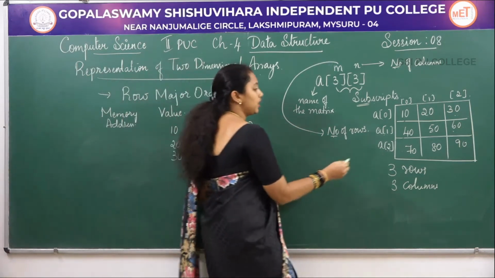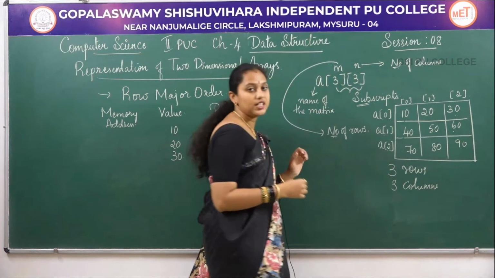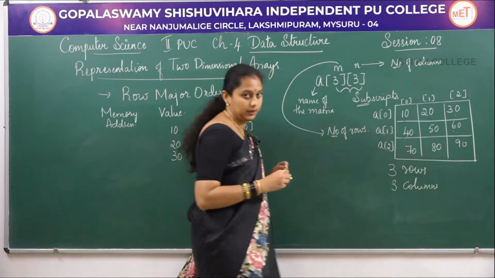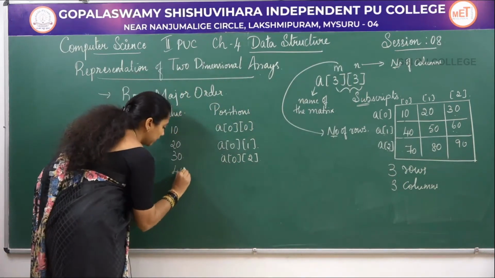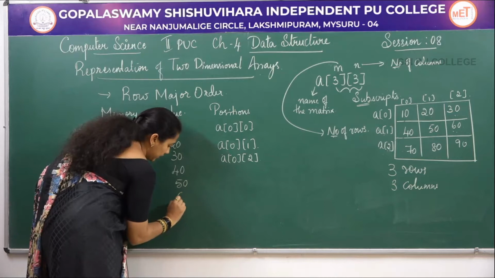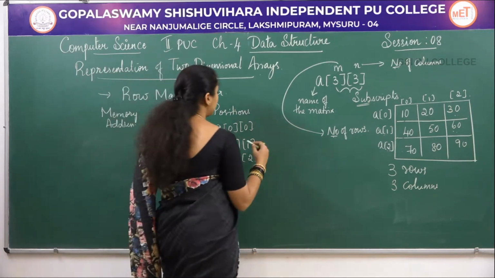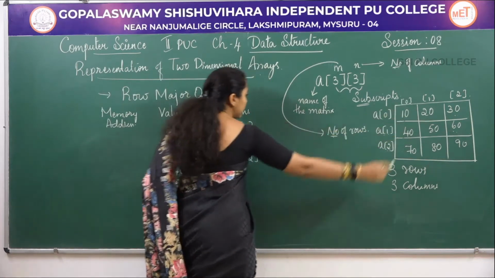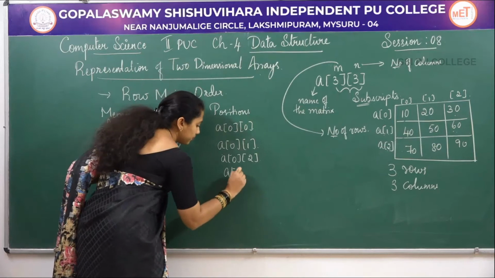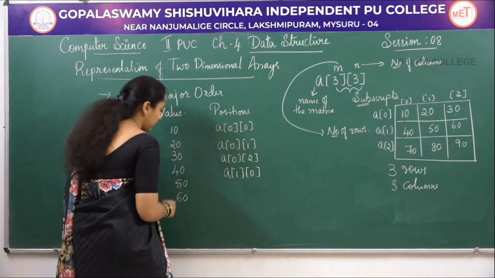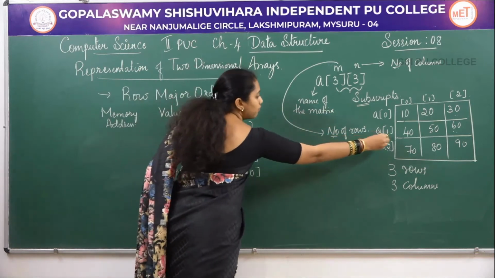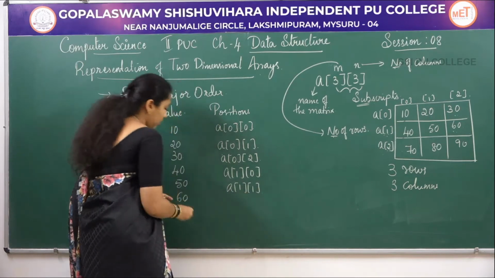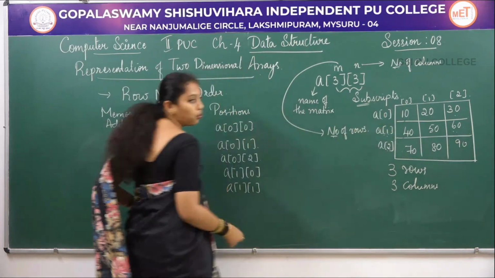Next, it will store the second row elements. What are the second row elements? The second row elements are 40, 50 and 60. What is the position of 40? A of 1, 0. What about 50? A of 1, 1. What about 60? A of 1, 2.